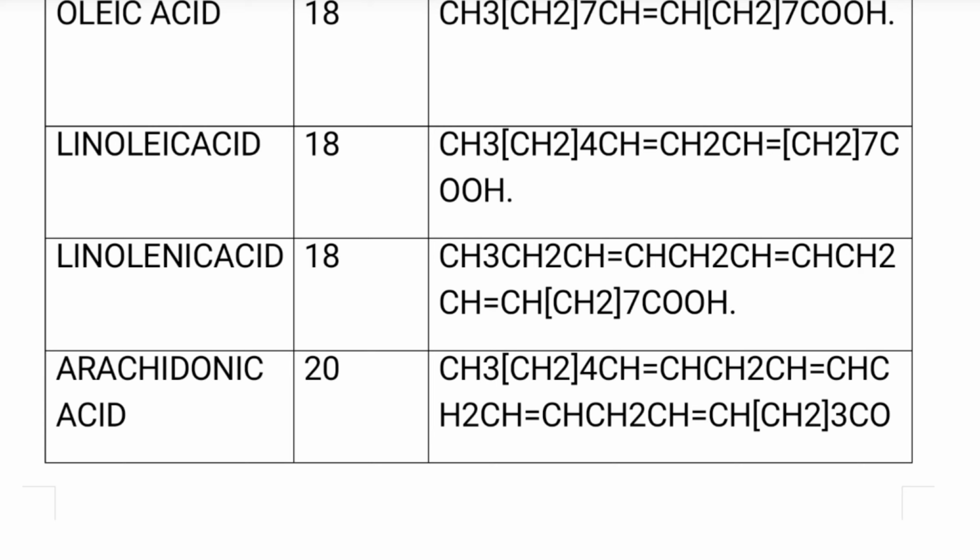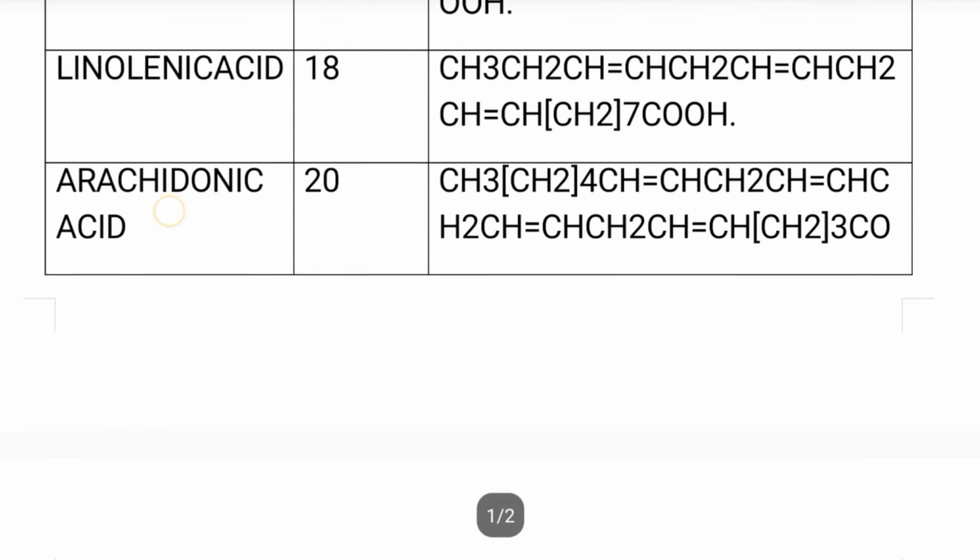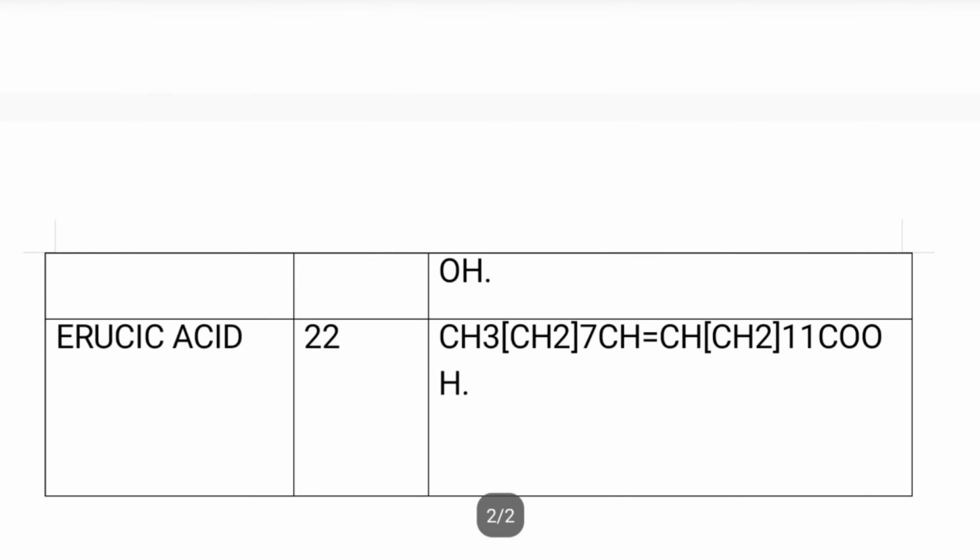oleic, linoleic, and linolenic acid, 18 carbons are common, but a single unsaturation bond in oleic acid, a double unsaturation bond in linoleic acid, and a triple unsaturation bond is present in linolenic acid. Okay, and next the final one, arachidonic acid, it consists of 20 carbons, and these are arranged as four unsaturations. Okay, and next erucic acid.